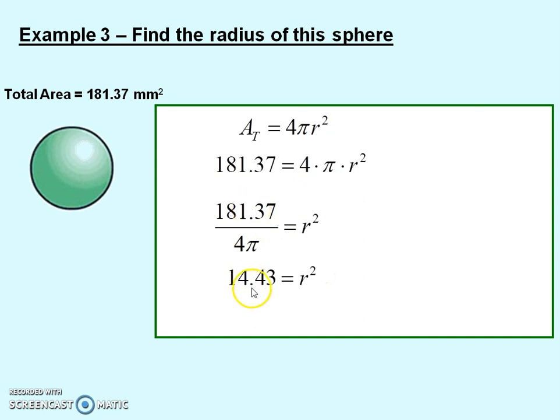So I'll simplify that. I'll divide it. That's 181.37 divided by brackets, 4 pi, close brackets. And now once I get to this stage, I just take the square root. The square root of that works out to be 3.8.